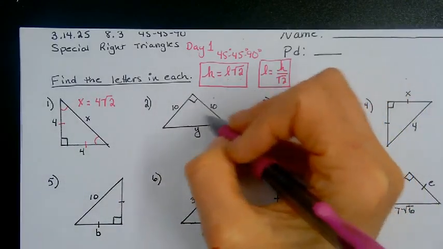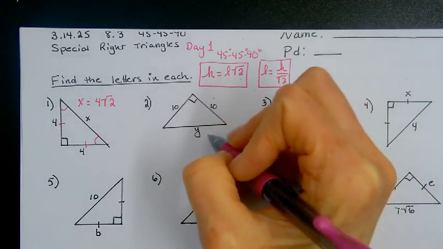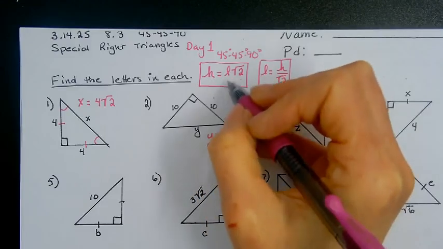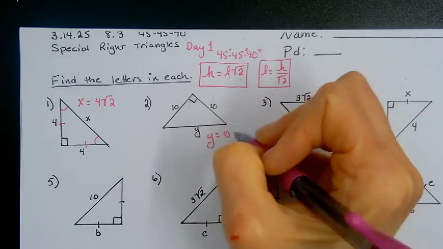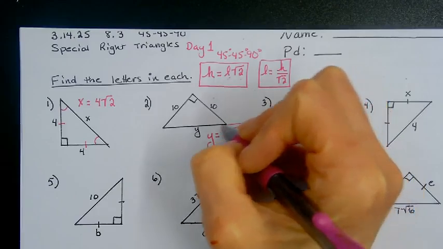And we're done. Here we're looking for the hypotenuse again. So the hypotenuse, y, is going to equal the leg times the square root of 2. And we're done.